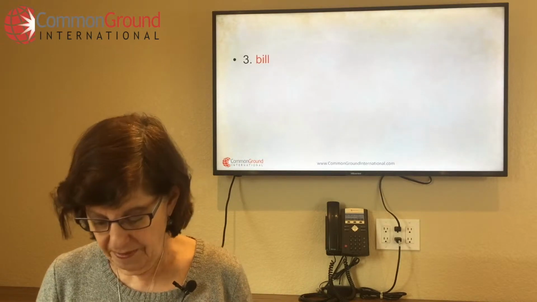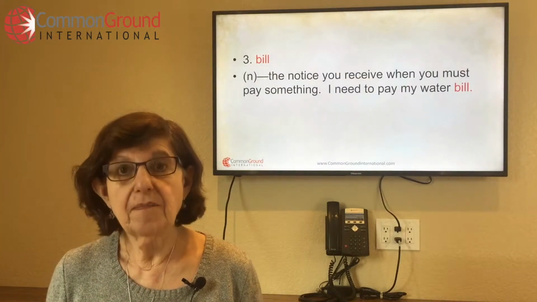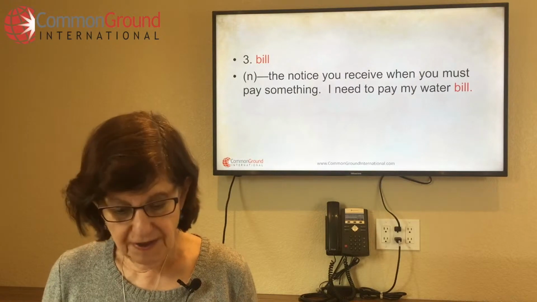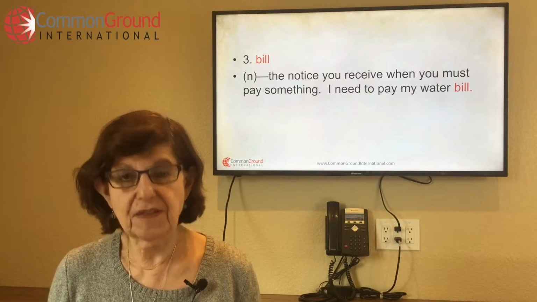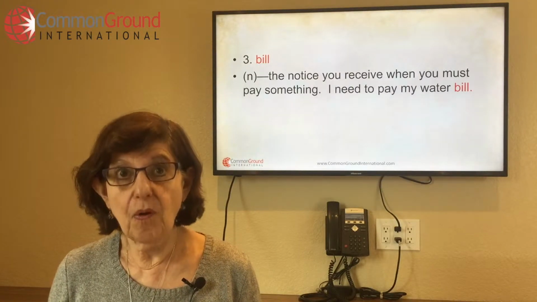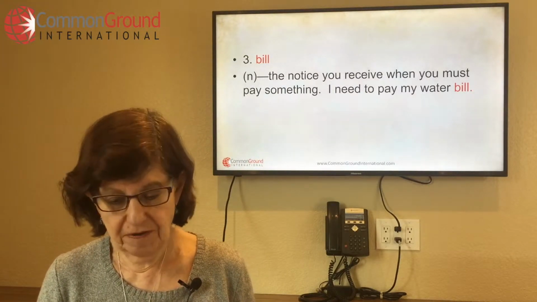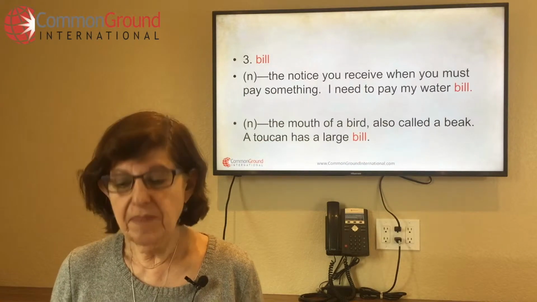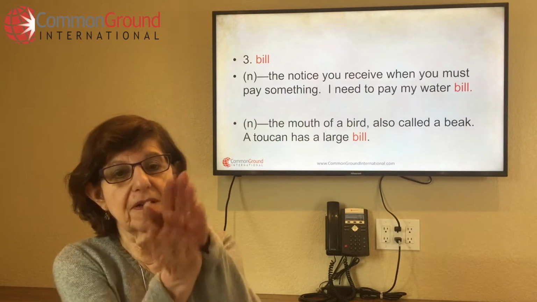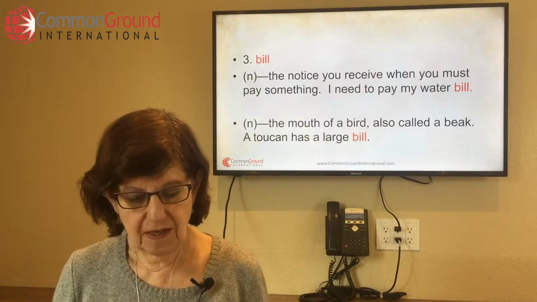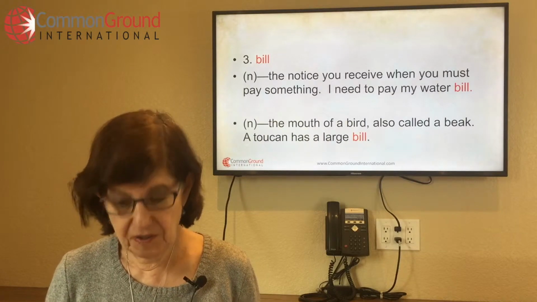Let's look at the word bill. A bill is something nobody likes, the notice you receive when you must pay something. I need to pay my water bill, the amount of money I have to pay for the service of having water in my house. A bill is also the mouth of a bird, also called a beak. A toucan has a very large bill.